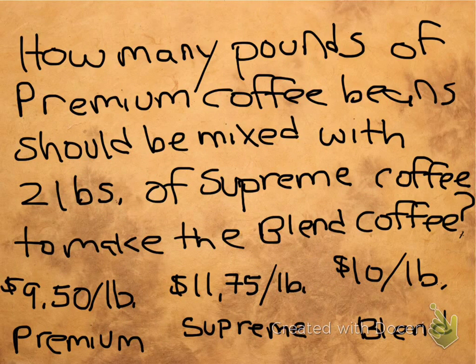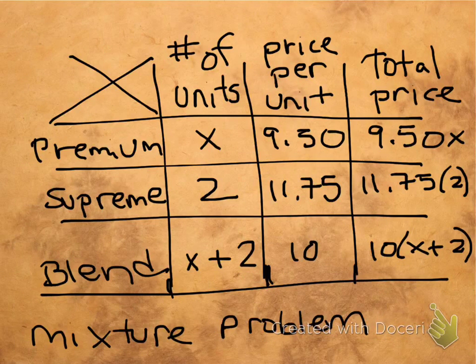There's an example in the textbook on this also, but this is an example of a mixture problem. As you can see, it says the word mix in it. That is kind of a key word. With a mixture problem, you want to determine, first off, the three types that you're going to be mixing, which we have here in the table as premium, supreme, and blend. That would be your first column.